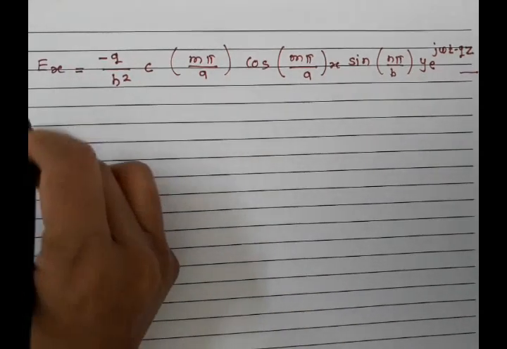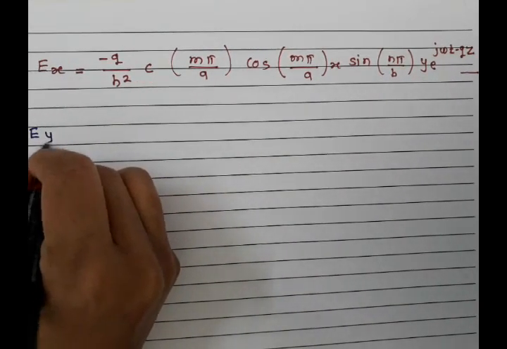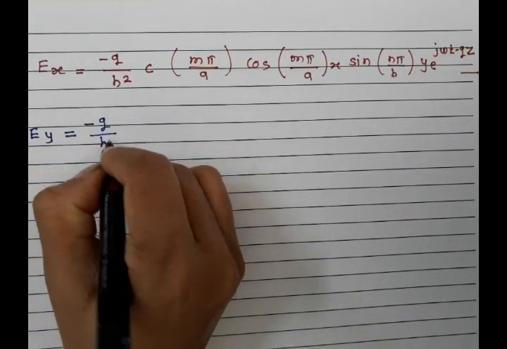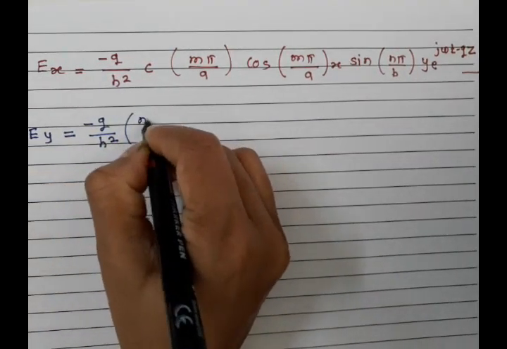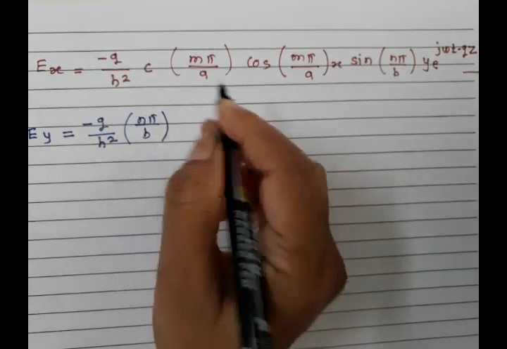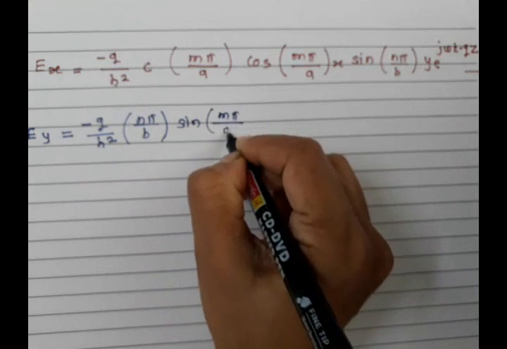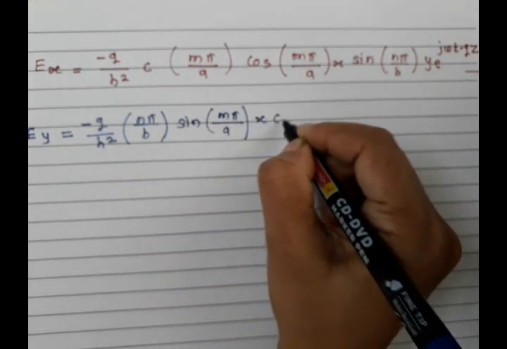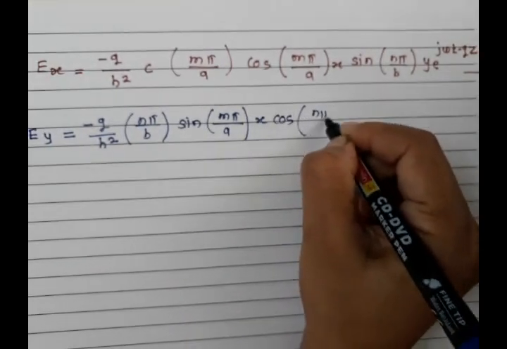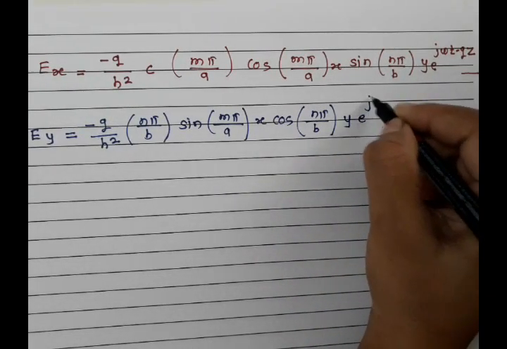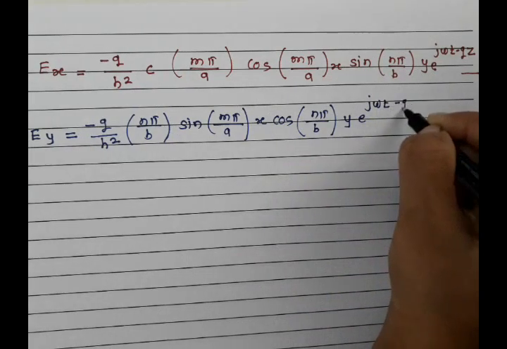Now let us see what you get as the y component. Ey is minus gamma by h square c n pi by b sin of m pi by a x cos of n pi by b y e raised to j omega t minus gamma z.